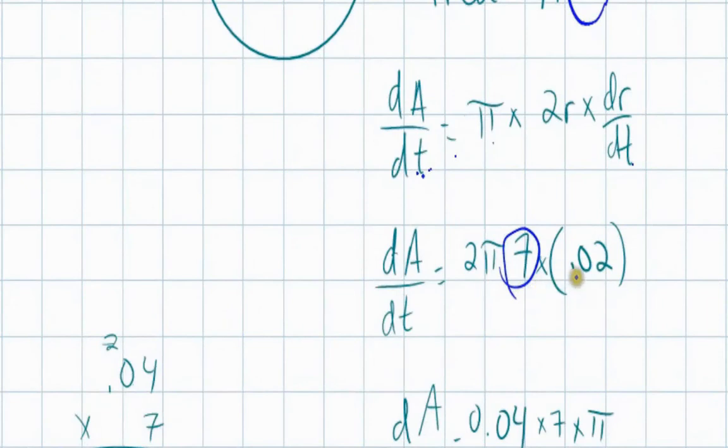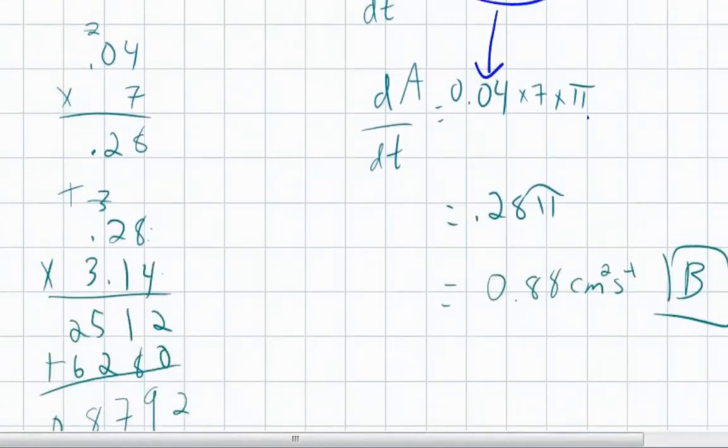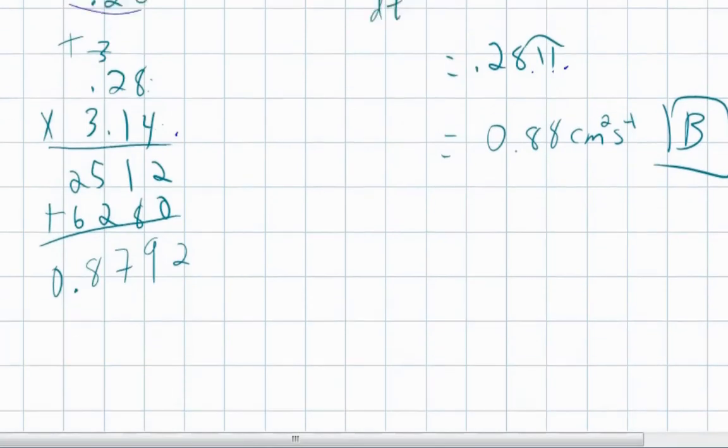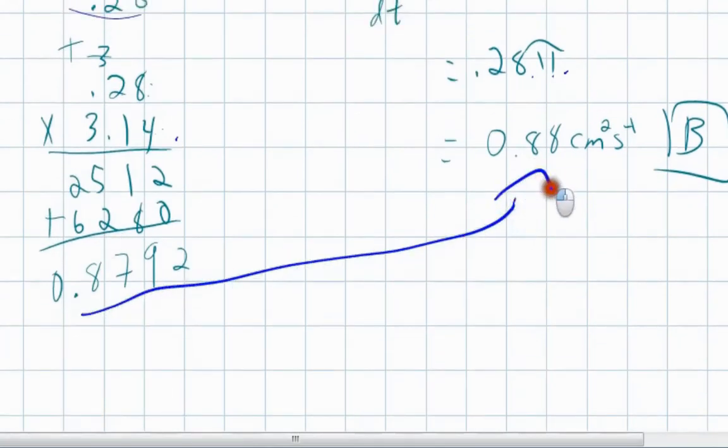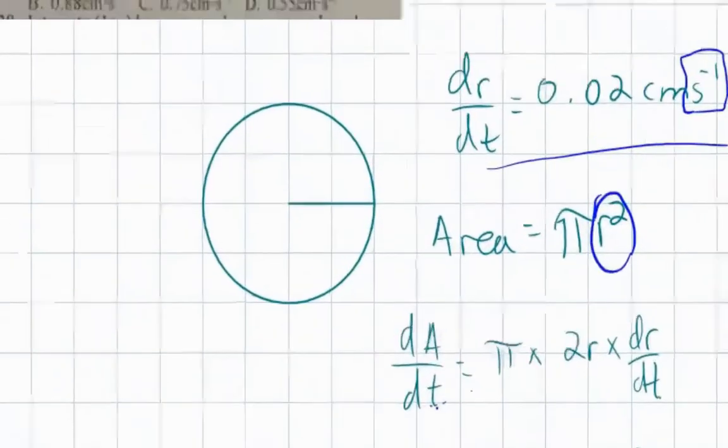So now I took these two and I multiplied, and that's how I got this number. And I'm saying times 7 times pi. Remember, I left pi alone because pi is just another number. So that would be 0.28 times pi, and you can see I did my math for that over here. Then I substituted 3.14 for pi so I could come up with a good approximate answer, and my answer was very close to 0.88 centimeters squared per second, which is your option for B.